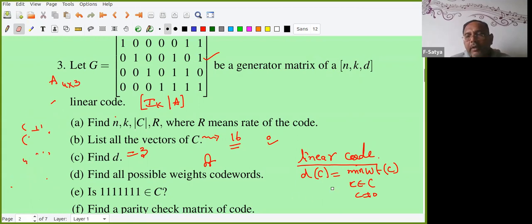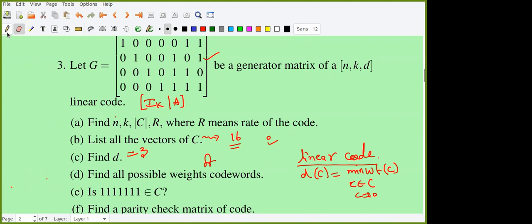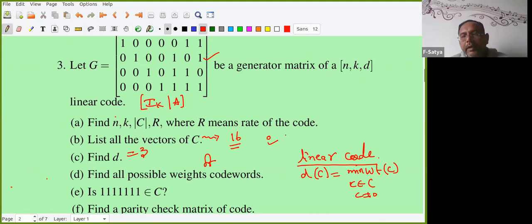Now, already I know the distance is 3. So that means what is the minimum weight for a non-zero vector? 3, right? There is no vector here whose weight equals 1. 1 is not possible, 2 is also not possible. Are you following that part? Minimum distance is 3, meaning there are no vectors of weight 1. If there is a vector of weight 1, then minimum distance becomes 1.